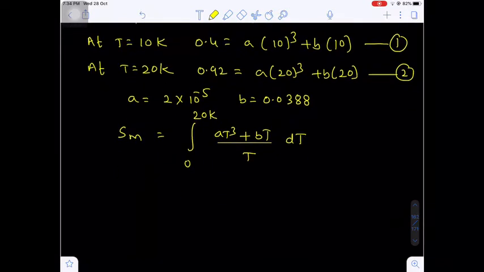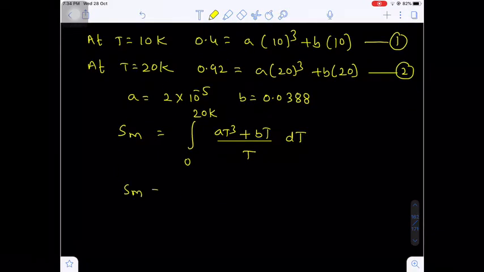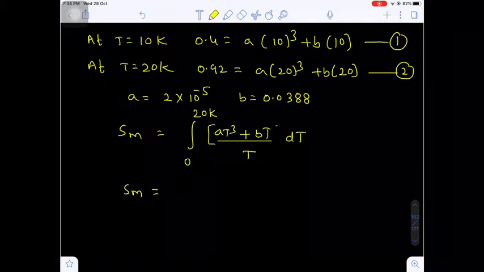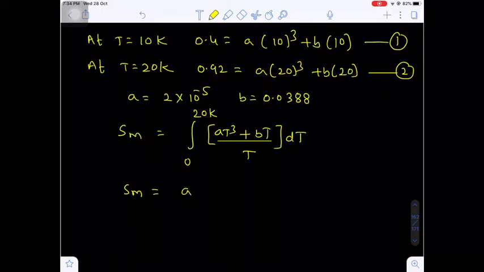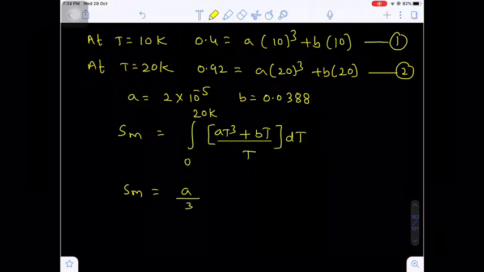Are you getting my point? Now here we know the proportionality constants A and B values. First of all I am writing the integral of A T cube upon T into dT. So A is a constant, bring the A outside. The integral of T square is T cube by 3, so I am writing the 3 outside.